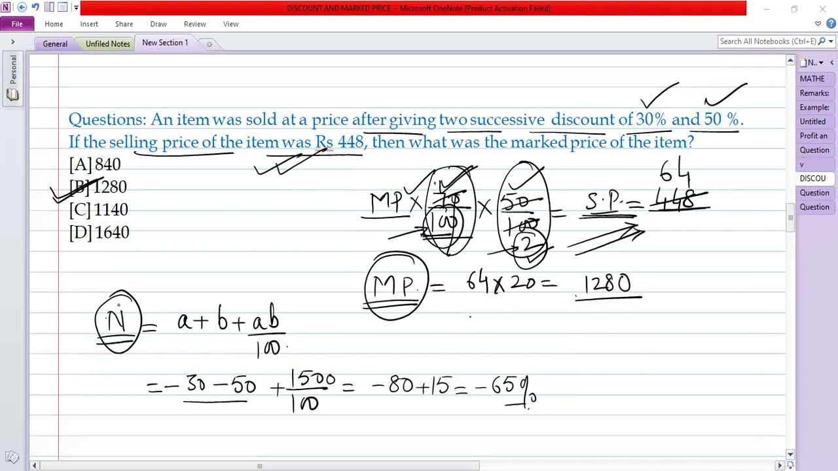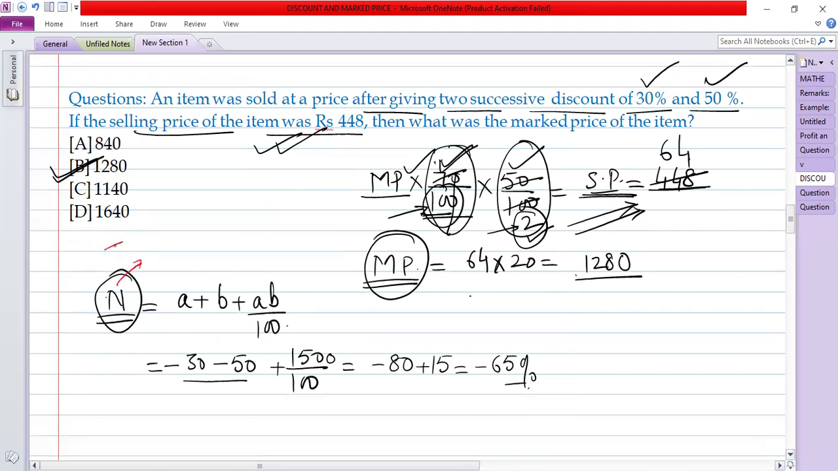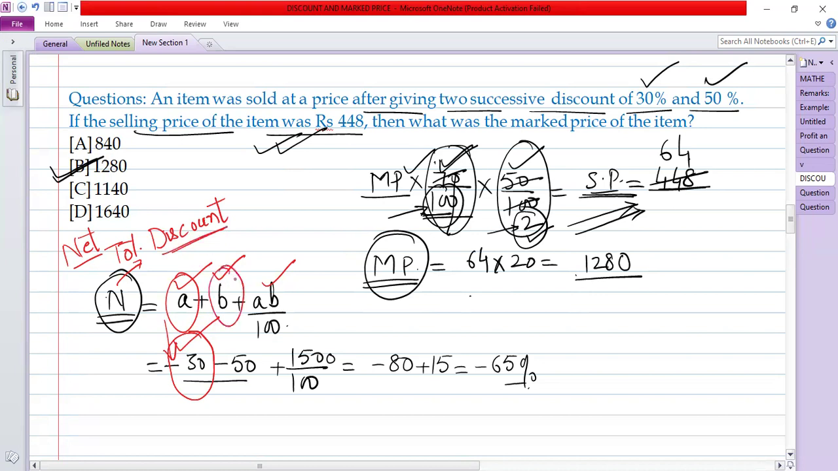Now here, what is this N? N is nothing but the total discount, or we may say the net discount. Obviously the formula is A plus B plus AB by 100. Now what is A? This is minus 30%, our first discount. Please mind, we have to write minus 30 because we are talking about discount, and discount is negative. So B, the next discount, was minus 50.